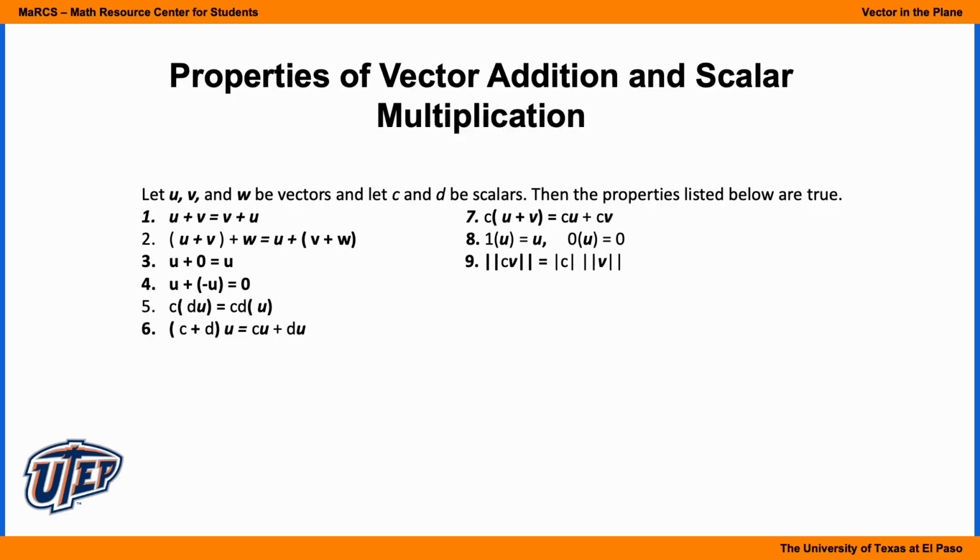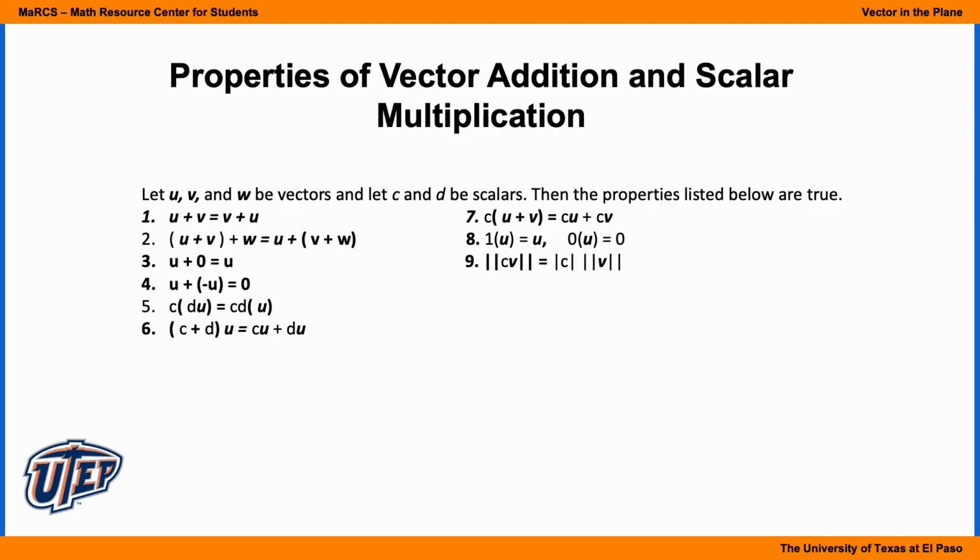Now for the fourth property, u + (-u), or negative u, is equal to 0. So this is the additive inverse. Now for number 5, c times (d times u) is equal to (c times d) times u. Now this is the associative property for scalar multiplication. Now for number 6, we have (c + d) times u, and that is equal to c times u + d times u. And this is the distributive property of scalars over vectors.